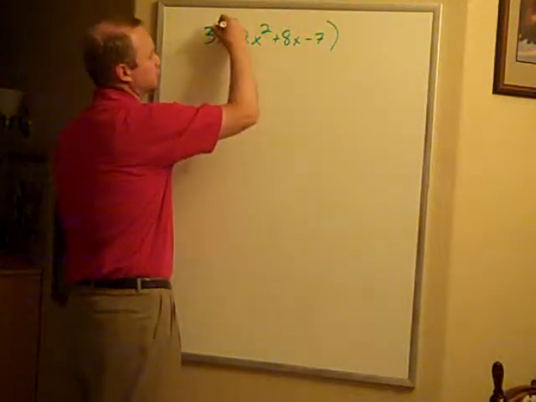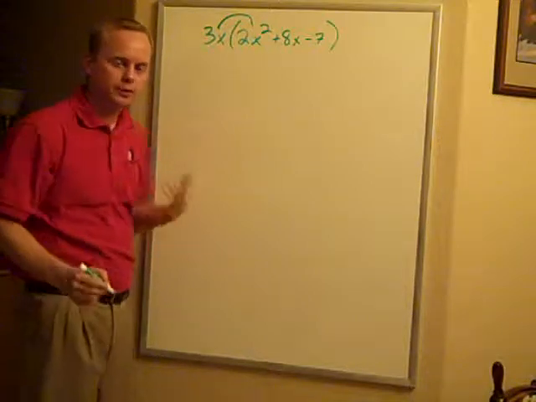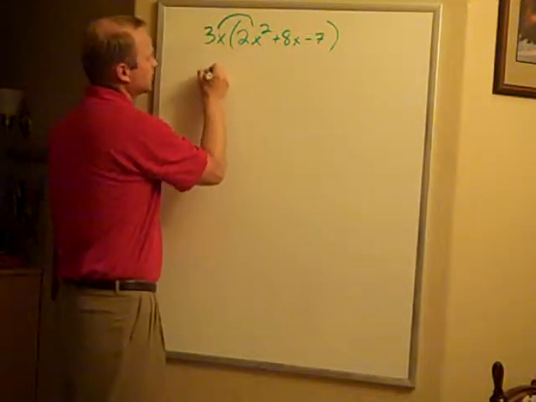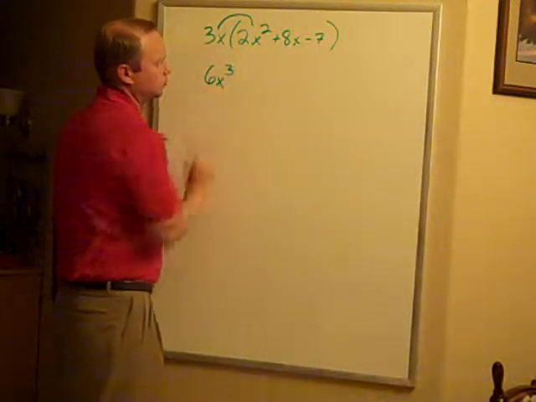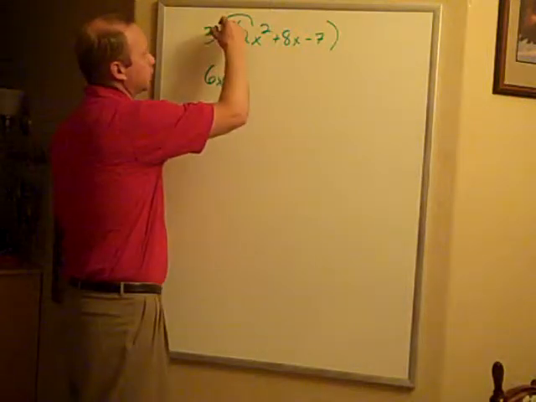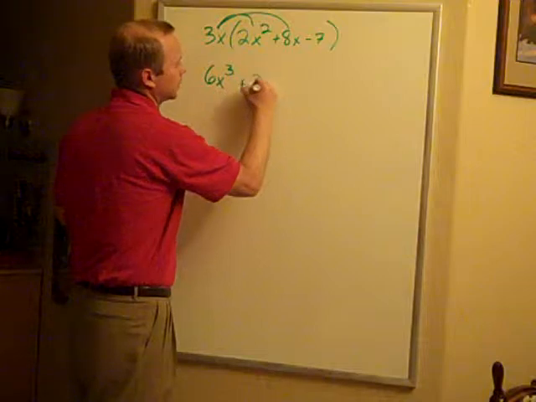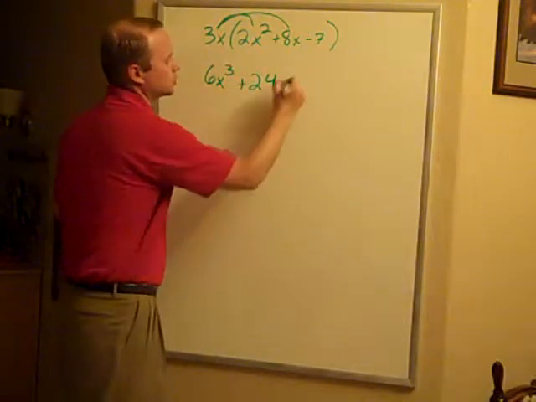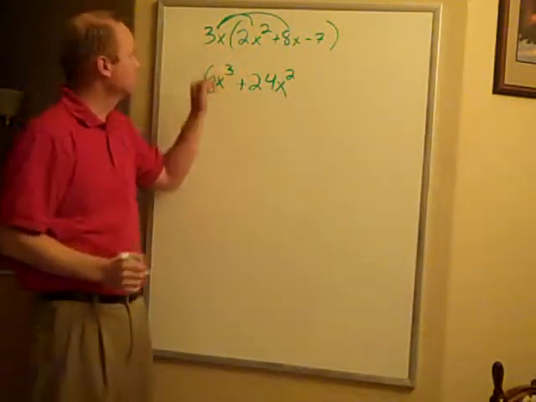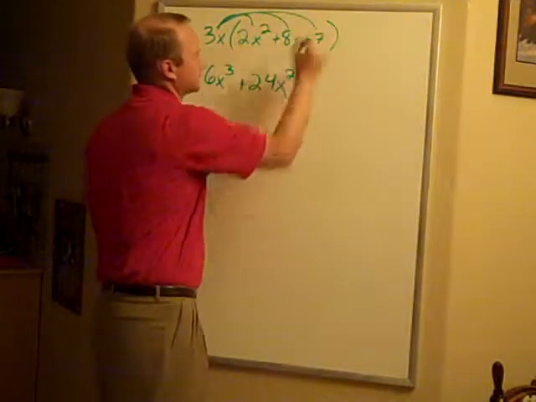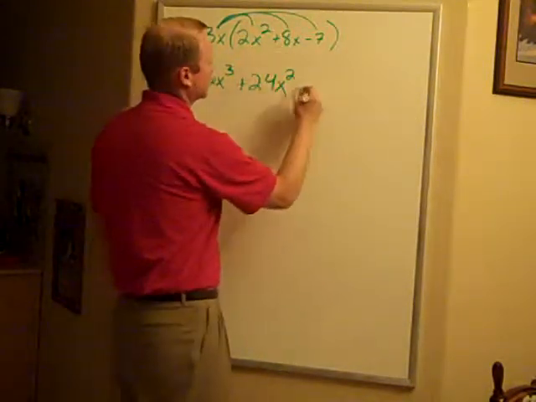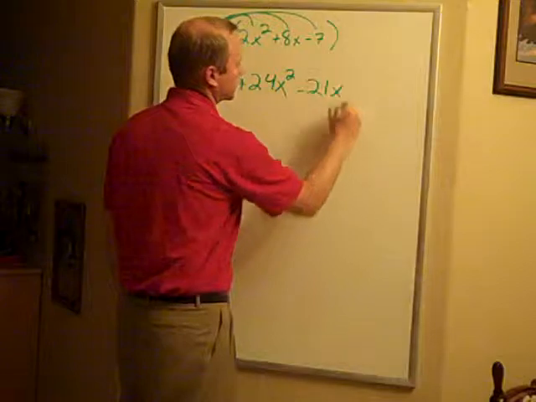I'm going to distribute this 3x to the 2x squared. 3x times 2x squared gives me 6x cubed. Okay? And then my 3x times the 8x gives me 24x. It's a positive 24x squared. And then 3x times negative 7 gives me negative 21x.